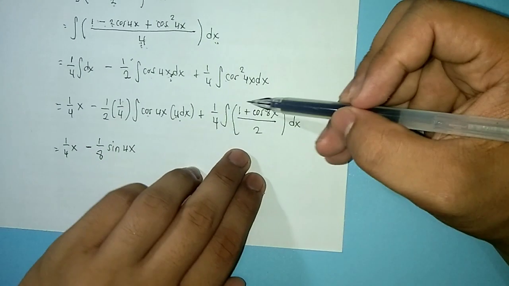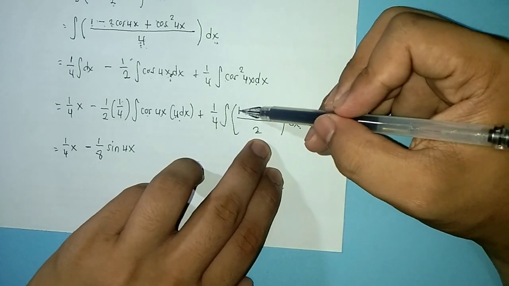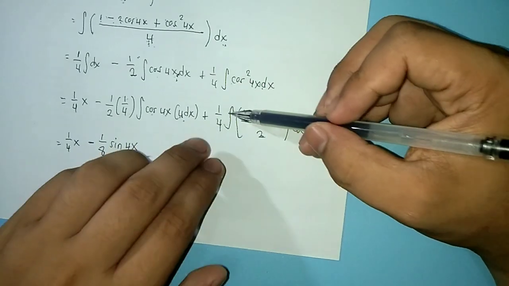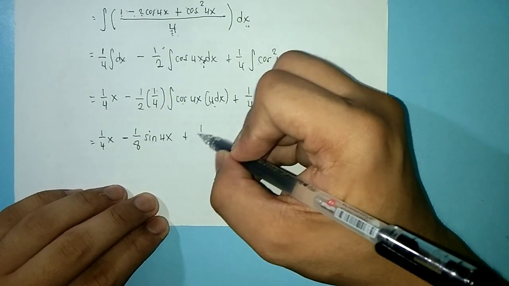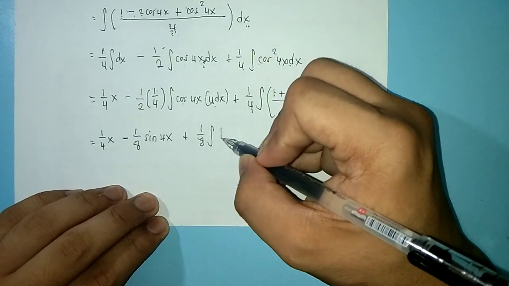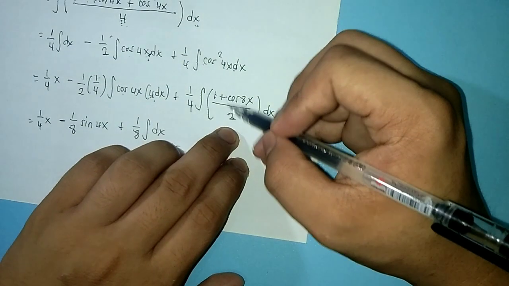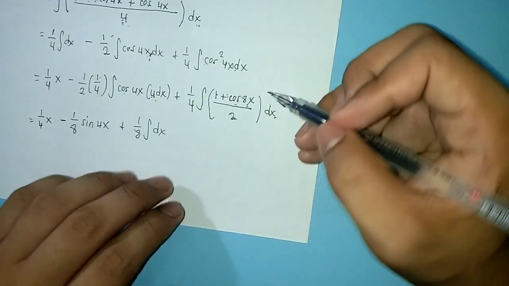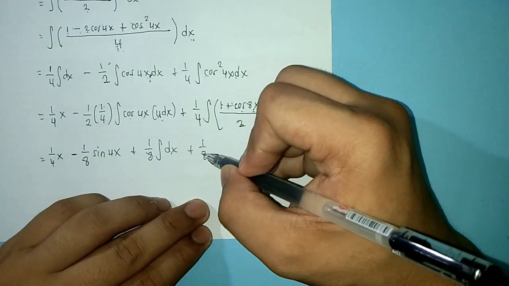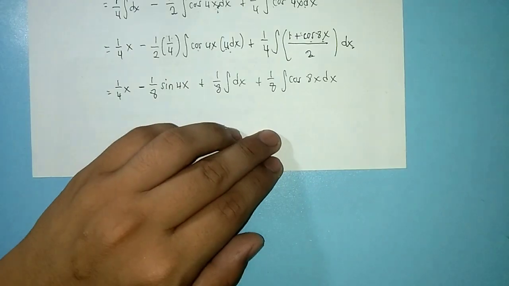So distribute natin 1/2 dx, no? 1/2 dx, i-multiply pa sa 1/4, so magiging 1 over 8. So plus 1 over 8 integral of dx. So nilalabas ko yung constant. Tapos 1/2 cosine 8x dx. So i-multiply pa sa 1/4, magiging 1/8. Integral of cosine 8x dx.